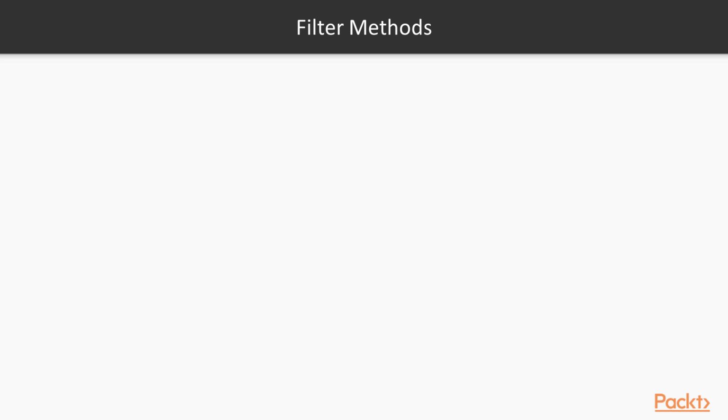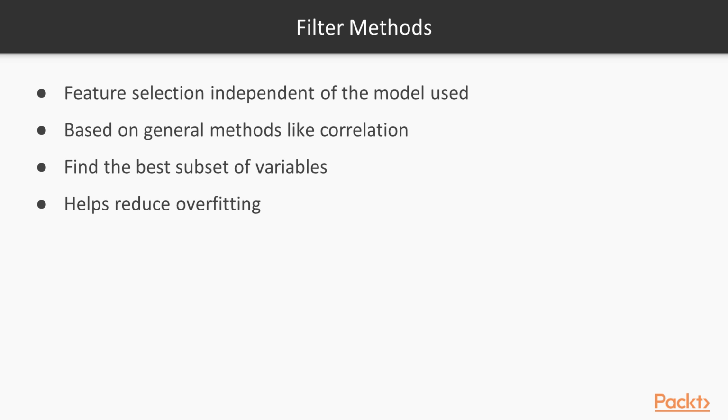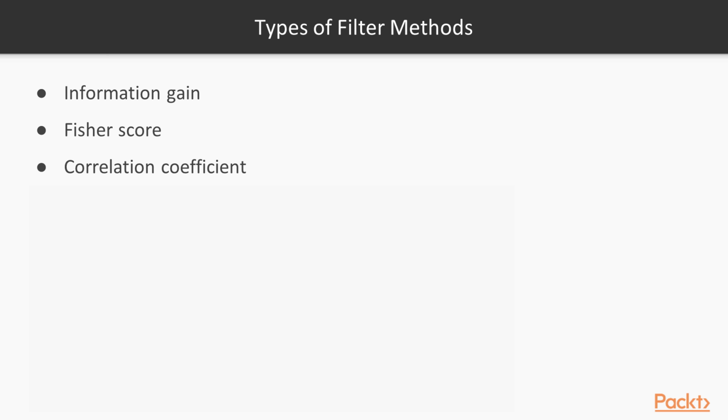One of the feature selection methods is filter methods. A filter method is independent of the model used. It is based on general methods like looking at the correlation. It basically finds the best subset of variables and helps reduce overfitting. Types of filter methods are information gain, Fisher score, correlation coefficient, chi-square test, and variance threshold.